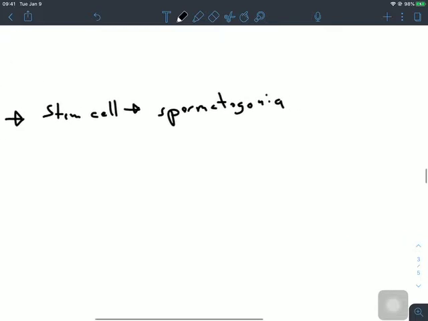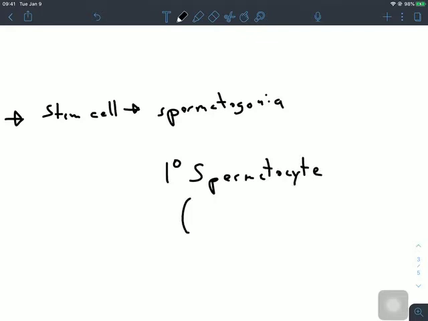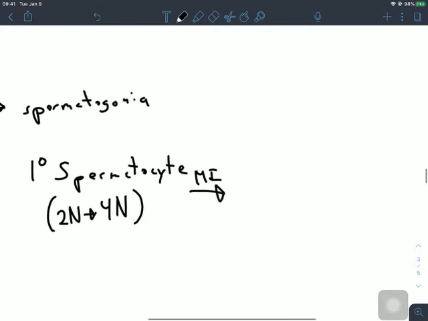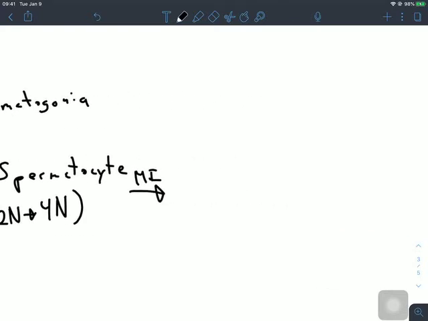Now, the spermatogonia stem cell will at some point mature into a primary spermatocyte. And it is this primary spermatocyte that is a diploid cell that then copies itself to 4N to go through meiosis 1 and create a secondary spermatocyte.